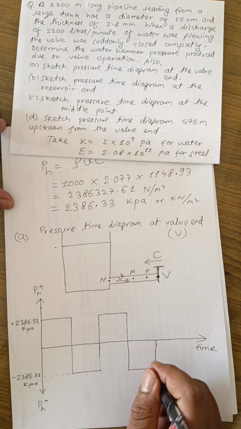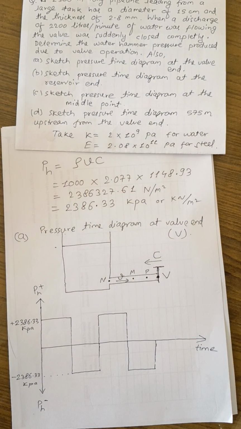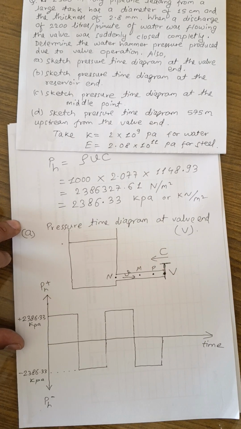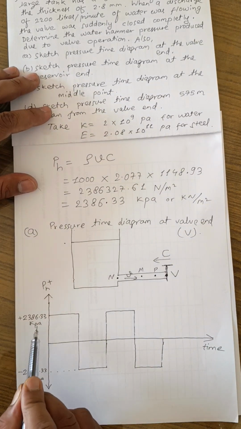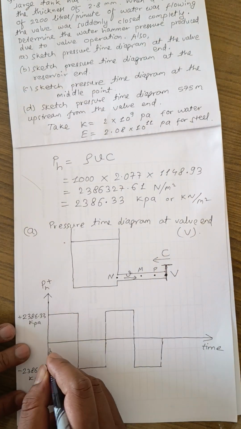Later on the pressure will be damped, and the pressure will be taken up by the water as well as the pipe. So that's why we only have to consider the first case. The first case is the maximum pressure generated, and the maximum pressure generated is the 2386 kilopascal, which we have calculated.